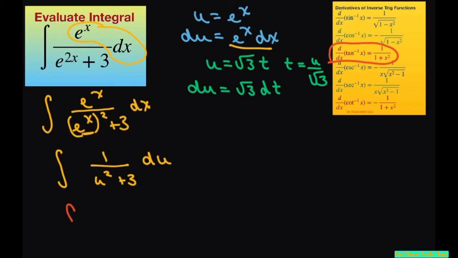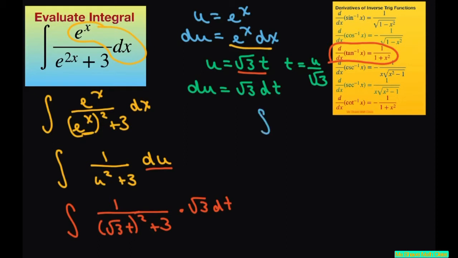Substituting again, we get 1, and u is square root of 3 times t, squared plus 3, times du. So du is square root of 3 dt. Simplifying this, I'm going to get the integral of square root of 3 divided by 3t squared plus 3, then we have dt.